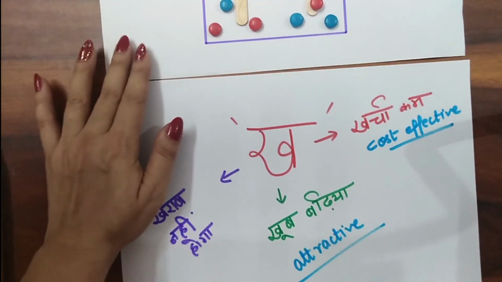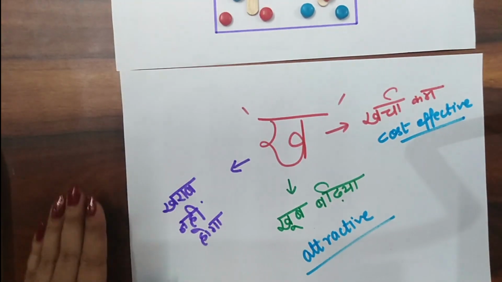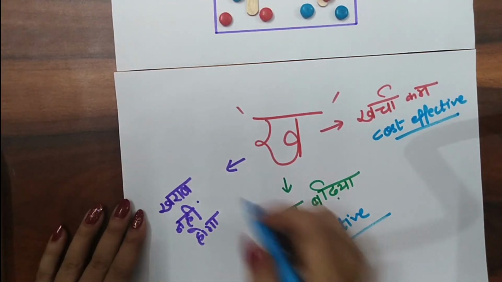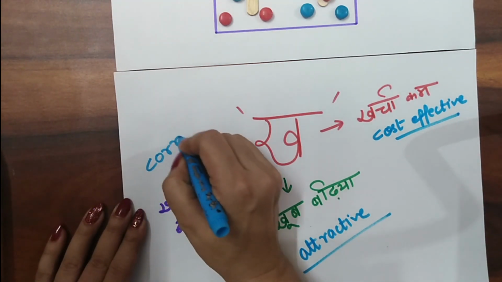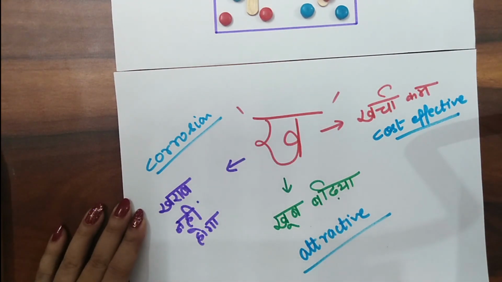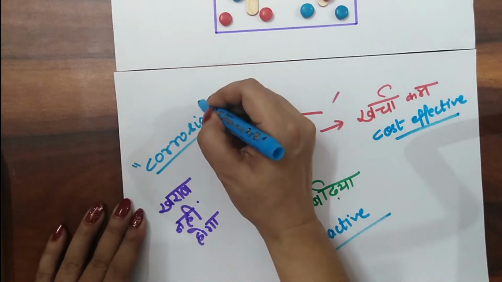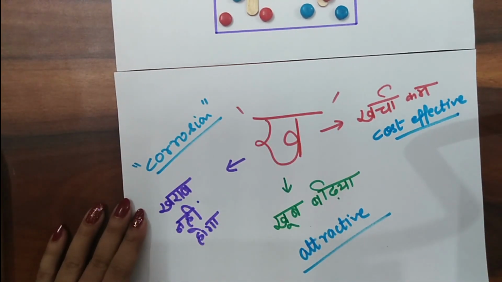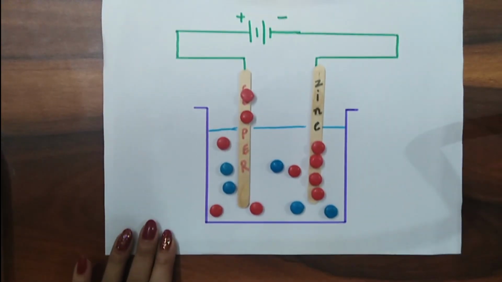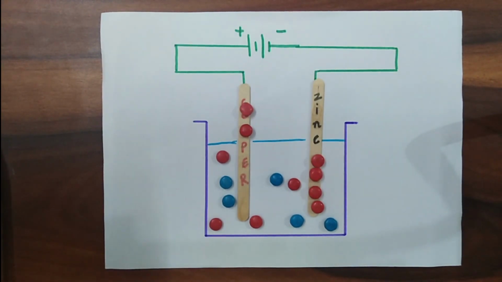Another and most important thing is, it will also prevent the base metal from the process of corrosion. So if we have any iron article which undergoes the process of rusting easily, if electroplated, it will not undergo the process of corrosion easily. So these are the benefits of electroplating, and this is a simple way to understand the process of electroplating.